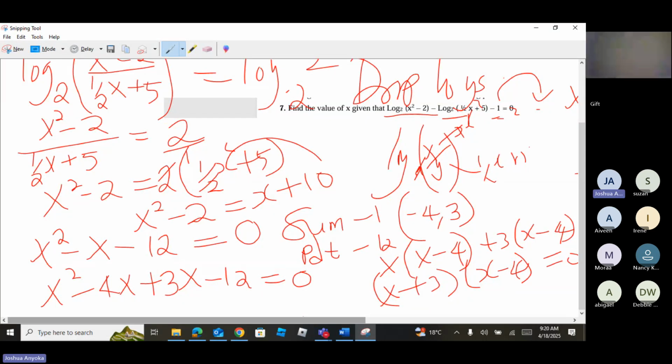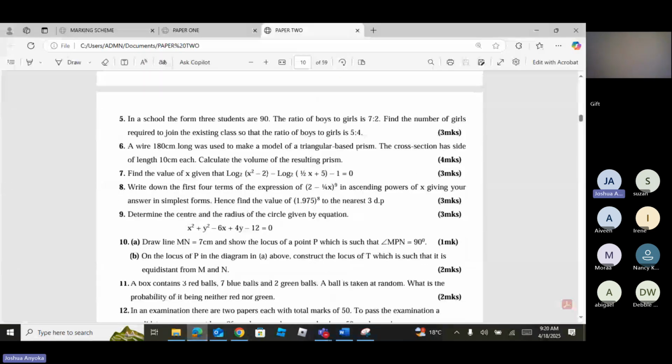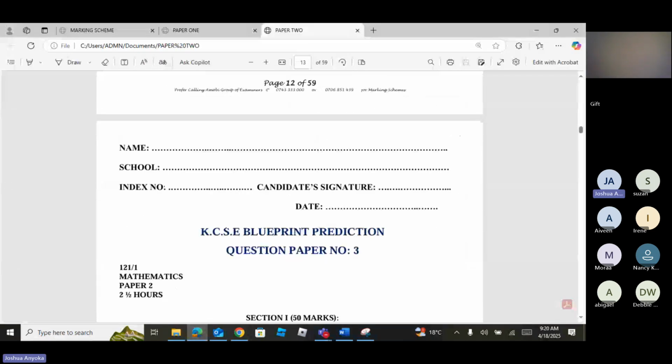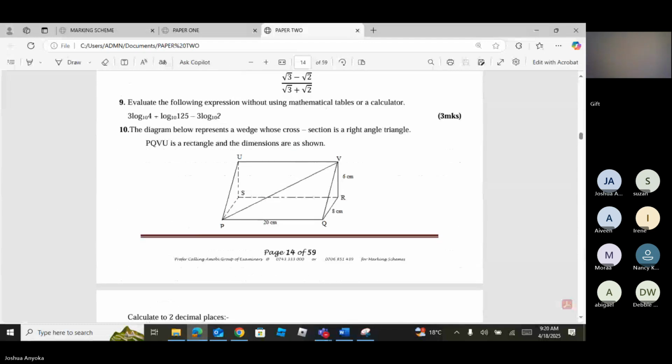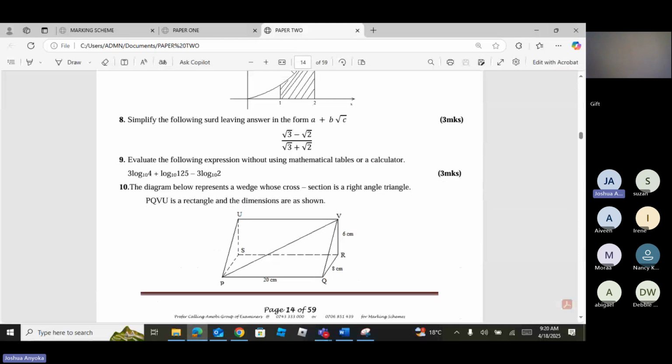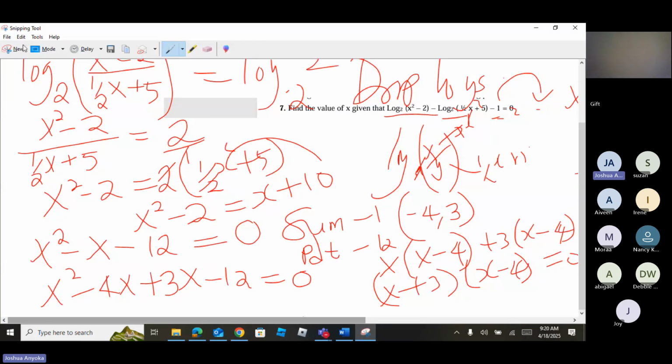I want you to attempt one on logarithmic expressions and equations. Let's move to trial 3, question 9. Trial 3, question 9. Evaluate the expression without using mathematical tables or calculator. We are using the laws of logarithm.